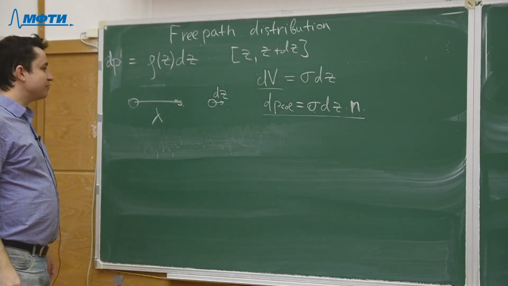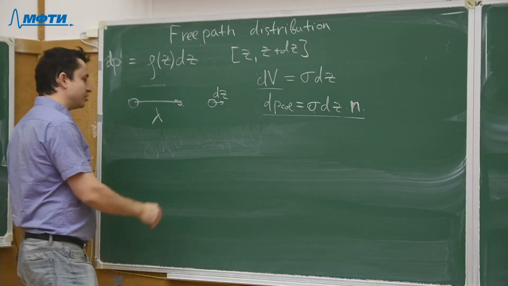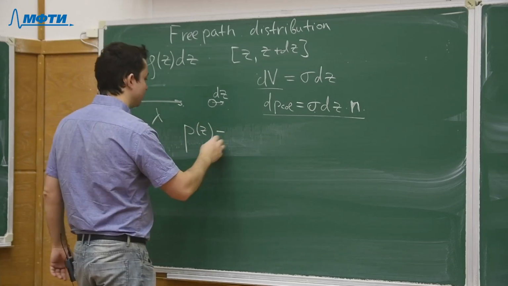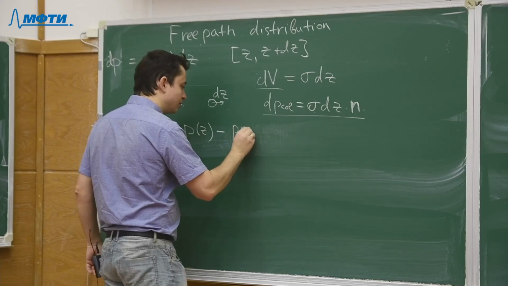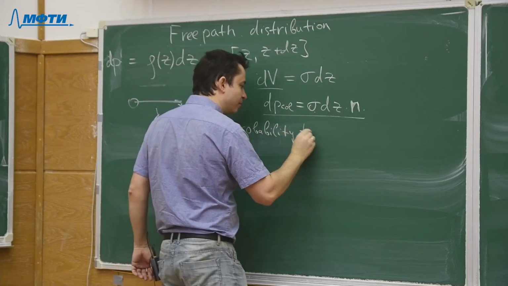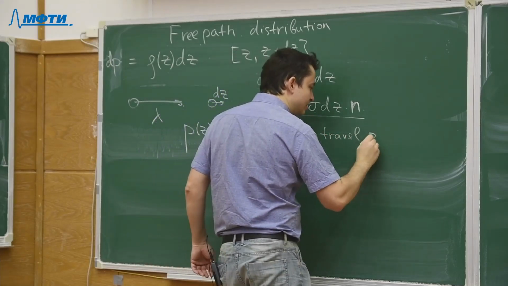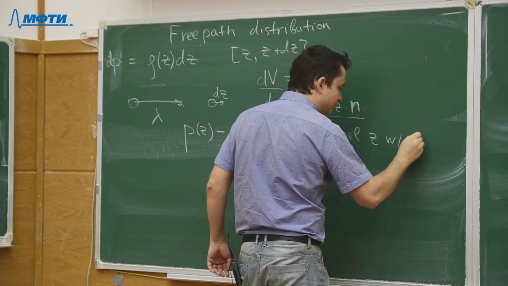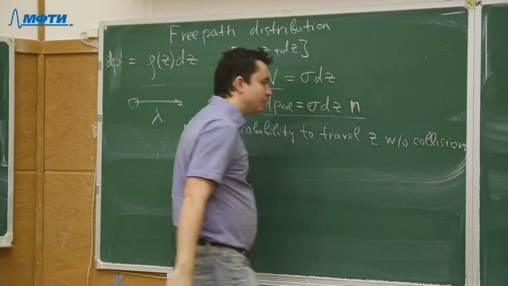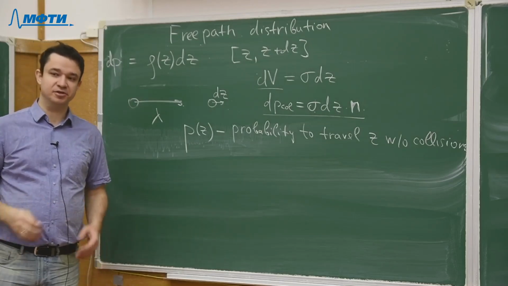That's the first fact we are going to use. The second fact: we are going to introduce a new function p of z, the probability to travel distance z without any collisions.